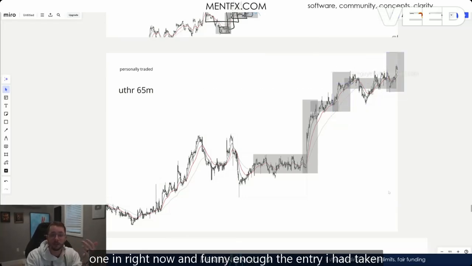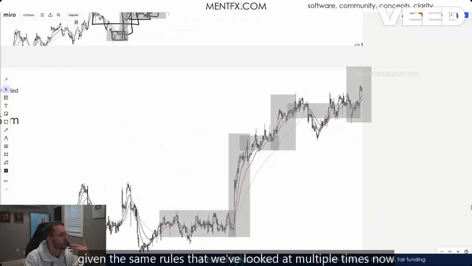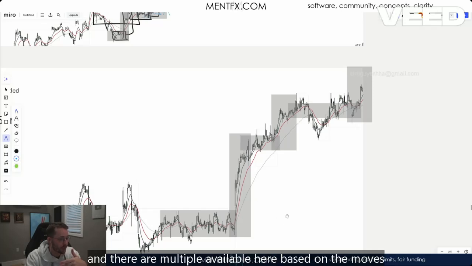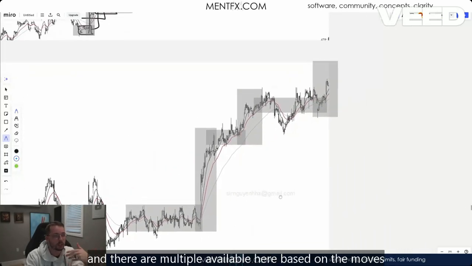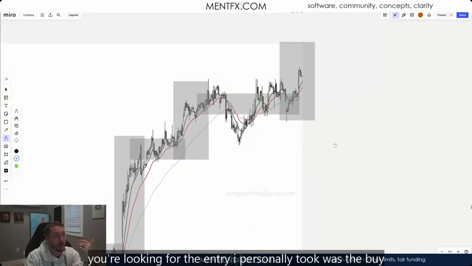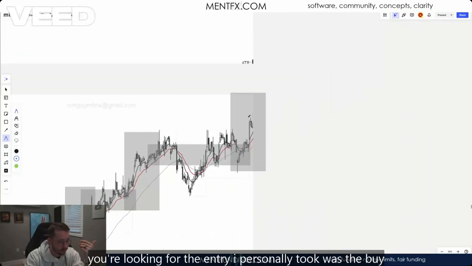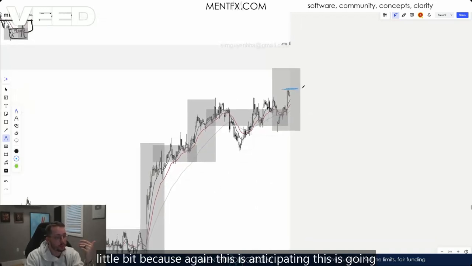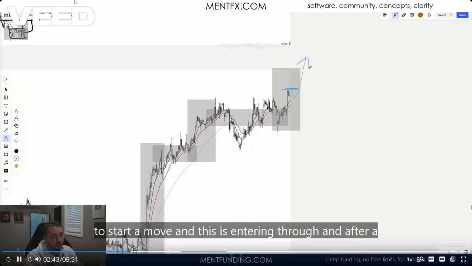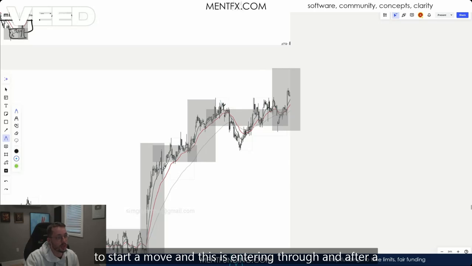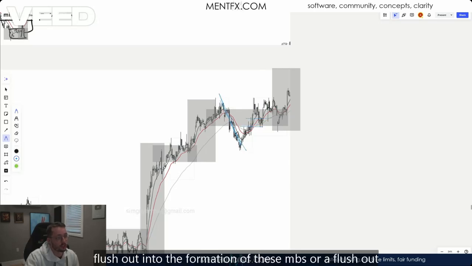And funny enough, given the same rules that we've looked at multiple times now, and there are multiple entries available here based on the moves you're looking for, the entry I personally took was the buy through basically this high right here. If I go down a little bit, this is anticipating that this is going to start a move, entering through and after a flush out into the formation of these MBs, this MB, this MB.